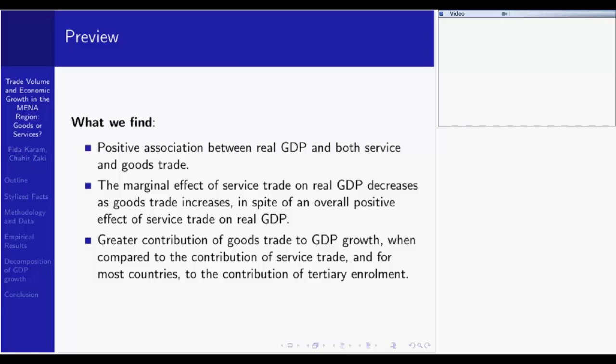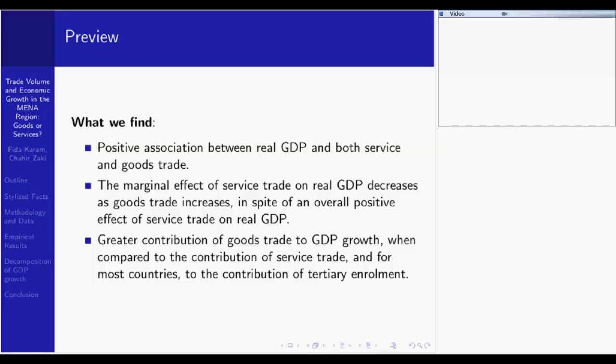And finally, when we decompose the GDP growth into different components, investment, human capital, and so on, we found that there is a greater contribution of goods trade to the GDP growth compared to that of trade in services, and even greater than the contribution of tertiary enrollment, which measures human capital. And this is mainly explained by the fact that the commitments of the MENA region at the WTO and the liberalization of services is still lower than the goods one.